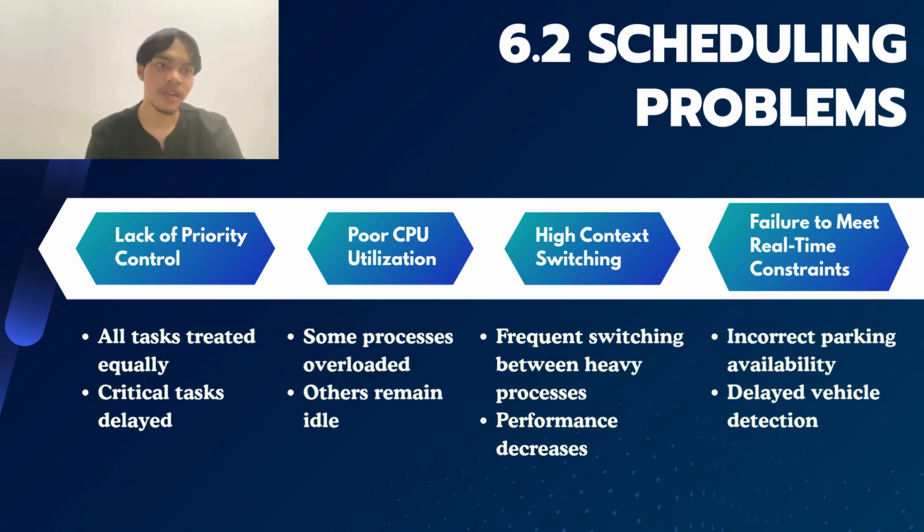Next, we are going to look at the scheduling problems that are identified in the smart parking system. Firstly, lack of priority control, where all tasks are treated equally even though some tasks are more important than others. Second, CPU utilization is inefficient because some tasks consume more processing time while others remain unused. Thirdly, high context switching that can reduce the system performance. And lastly, failure to achieve real-time execution, resulting in incorrect parking information and delayed vehicle detection.